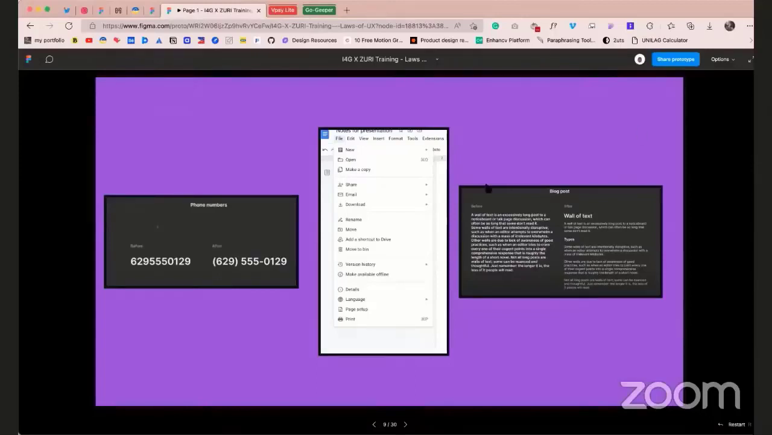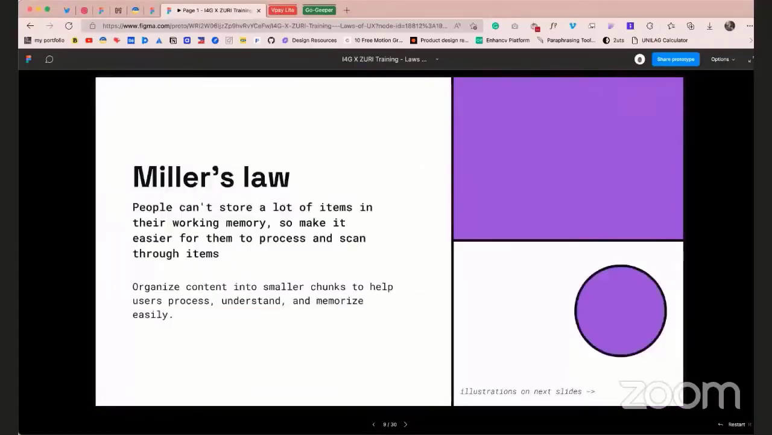So see this chunk of text right here. The one on the left is packed. I cannot see it, I cannot read it, I do not know what is here. But the one on the right-hand side is broken down. I can easily scan through it, and I can easily understand. So while designing, make sure you do not overwhelm the user, because human beings don't have a long attention span. Make sure you break whatever you want to show the user into chunks.